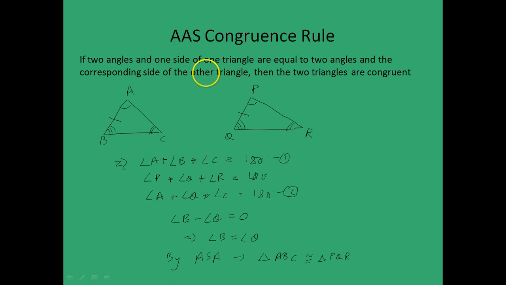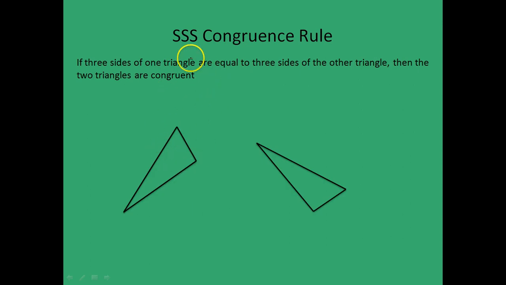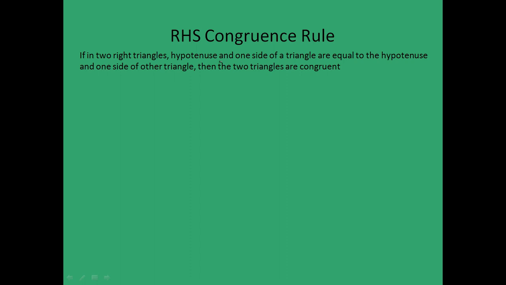we prove that the AAS congruence rule holds. Now let's look at another congruence rule, which is SSS, side side side. It states if three sides of one triangle are equal to three sides of another triangle, then the two triangles are congruent. Basically, it could probably be called the simplest. Say if this side were equal to this side, and this side were equal to this side, and this side were equal to this side, these two triangles are congruent. Pretty elementary stuff.